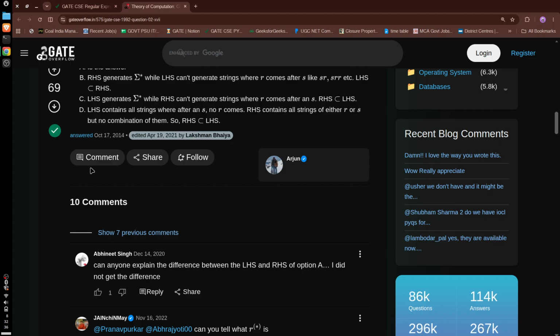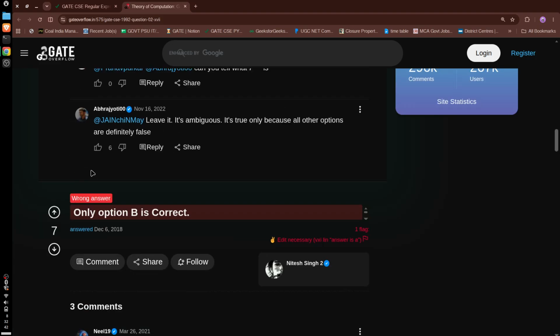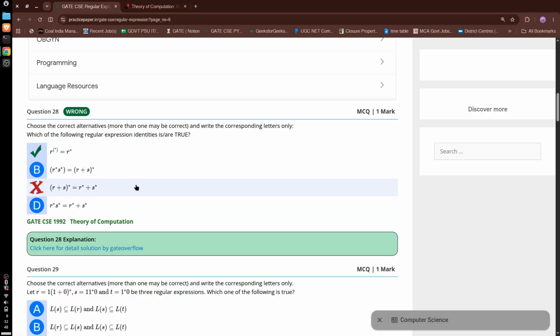Can anyone explain the difference between right hands and option A? I don't get that difference. Okay, all right. If we see, there are some issues. We can either have R or S. Okay, I got that.